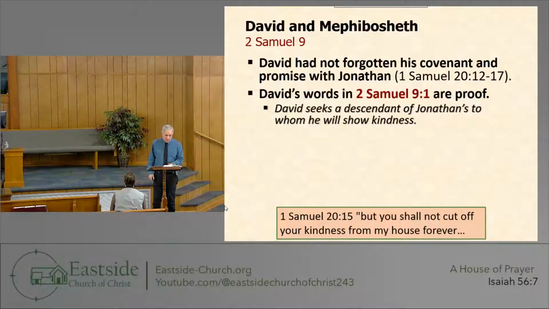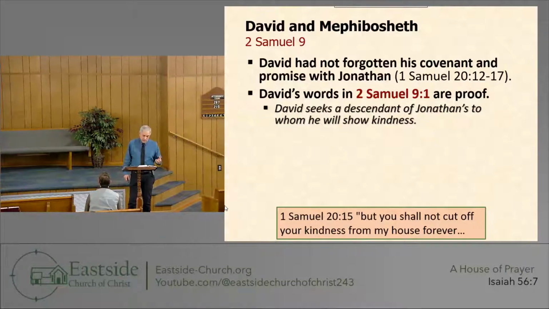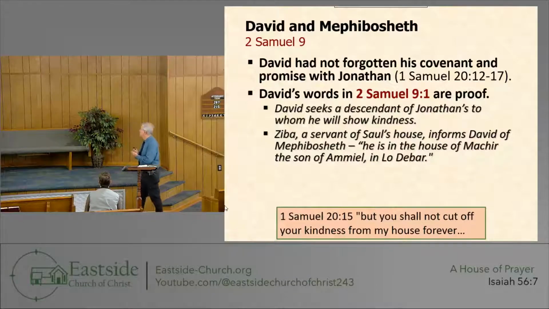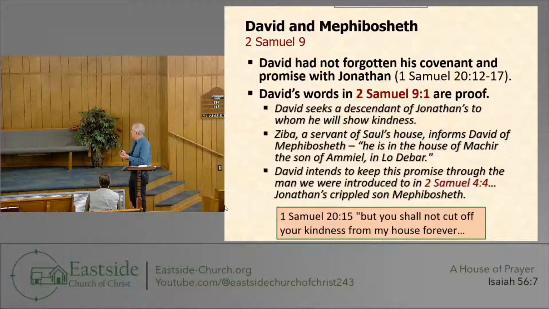Then King David sent and brought him out of the house of Machir, the son of Ammiel, from Lodebar. Now when Mephibosheth, the son of Jonathan, the son of Saul, had come to David, he fell on his face and prostrated himself. David said to Mephibosheth, and he answered him, "Here is your servant." So David seeks a descendant of Saul. He's told by Ziba of Mephibosheth in the house of Machir, and then David indicates that he wants to keep his promise that was made through the man that we were introduced to in 2 Samuel 4 and verse 4.